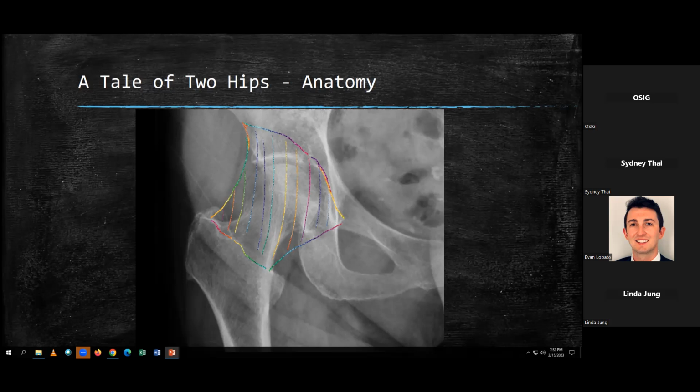So this part of the proximal femur is what we call intracapsular, or within the capsule. And then out here is extracapsular, or outside of the capsule.